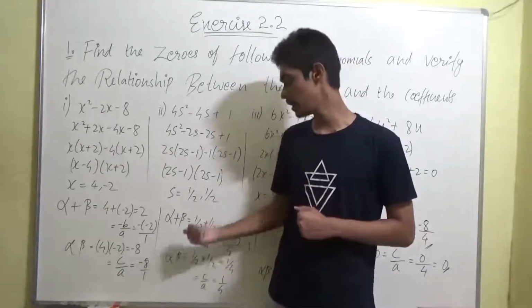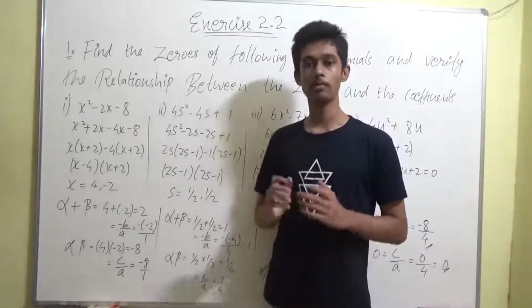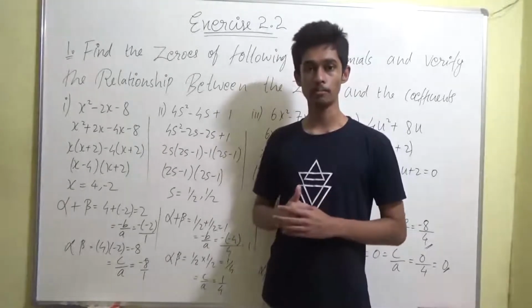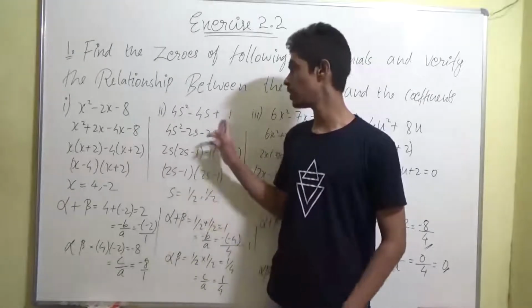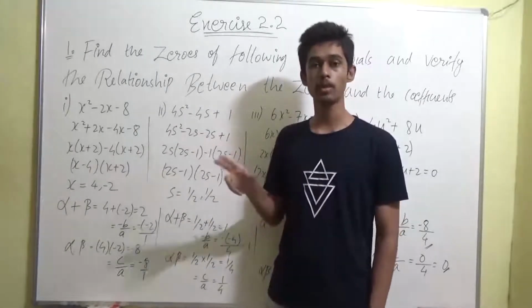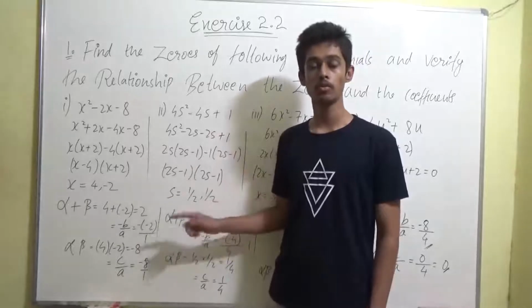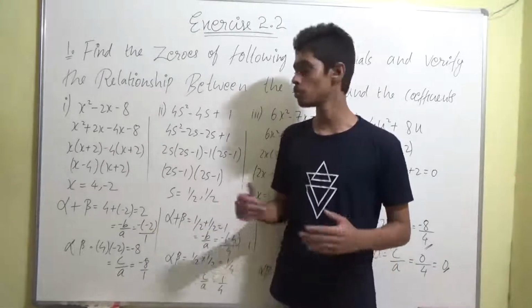Now let's see alpha into beta. Alpha into beta, 1 by 2 into 1 by 2 is going to give us 1 by 4. We should see whether it's going to be equal to c by a. So here c is equal to 1 and a is equal to 4, which means 1 by 4 is c by a. Also 1 half into half is 1 by 4, hence it is also verified, guys.